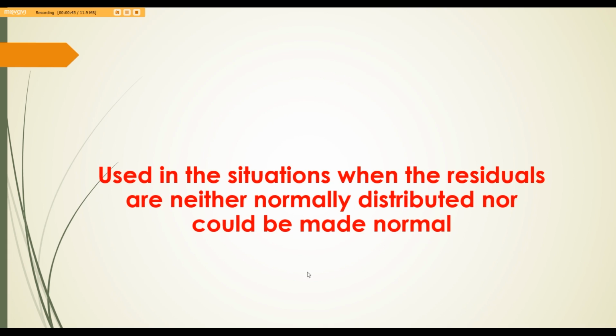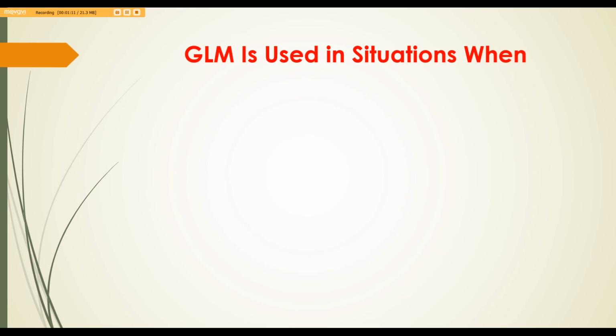So we use GLMs in situations when the residuals are neither normally distributed nor can we make them normal, and in fact it is not even advisable to attempt to make them normal, because the kind of issues we are trying to address with GLMs and the kind of data we are trying to analyze do not lend themselves to conventional linear regression modeling.